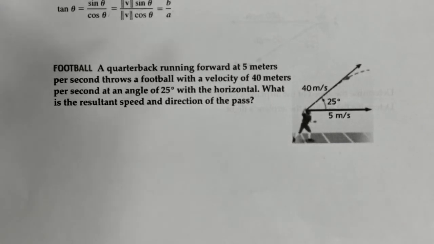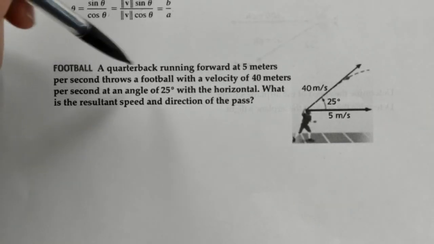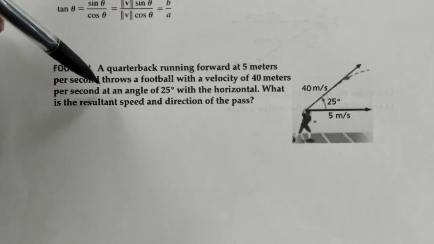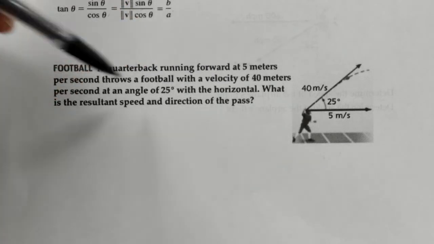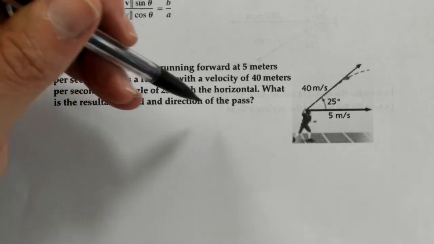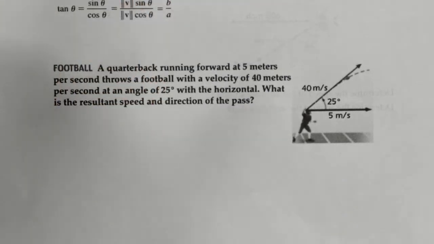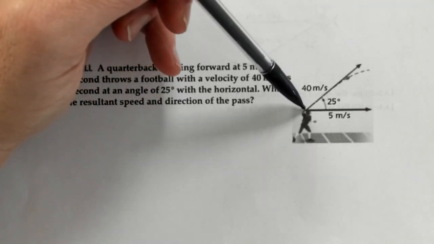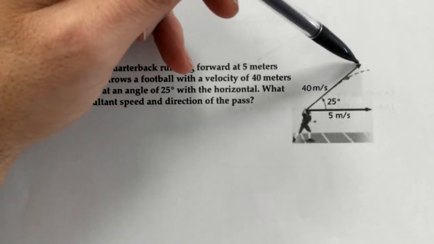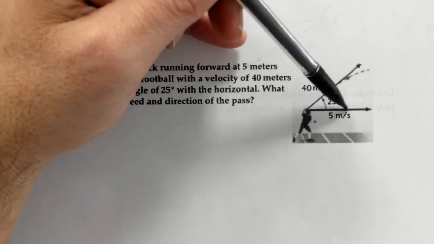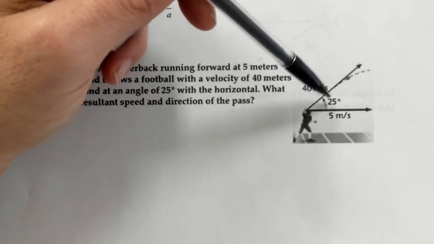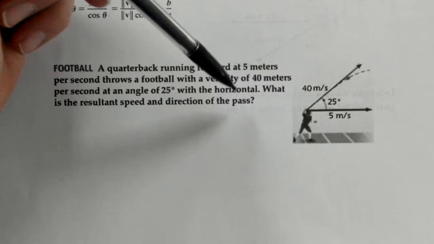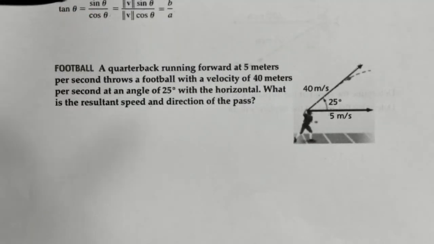Okay, let's say that we have a quarterback that's running forward at 5 meters per second. He throws a football with a velocity of 40 meters per second at an angle of 25 degrees with the horizontal. What's the resultant speed and direction of the pass? Right? And so we have two vectors at play here. We have the trajectory and velocity at which he throws the ball. That's one vector. But he's also running forward, so that's another vector. Those two vectors together would produce a resultant vector that would actually give the speed and direction of the pass. So how do we figure it out?